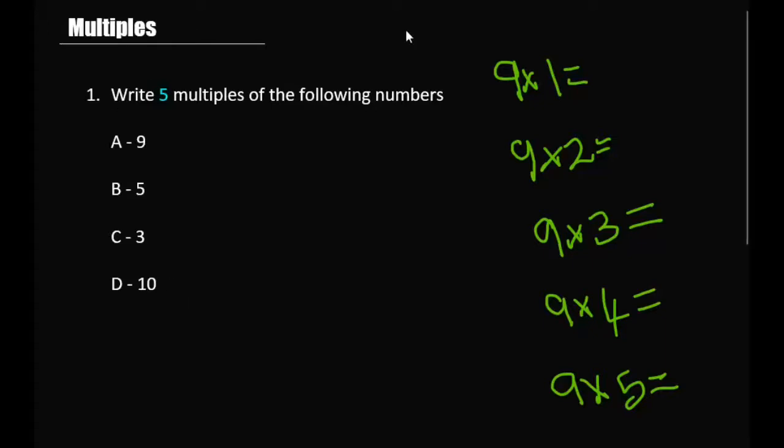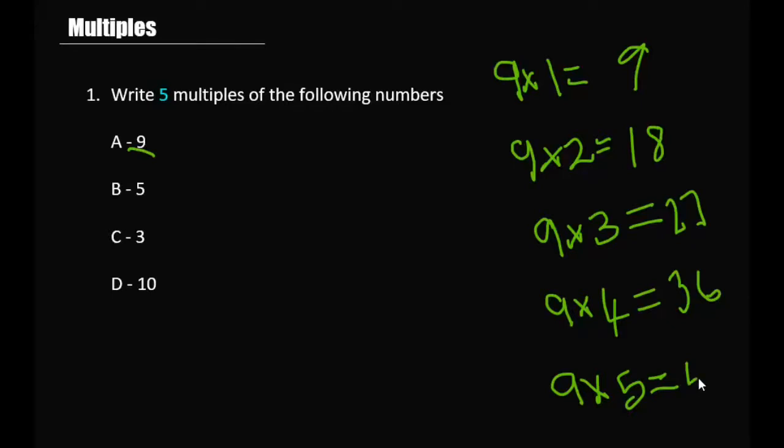So I have 9 times 1 through 9 times 5 written right here because multiples are basically your multiplication tables. And I'm doing it for the first number, which is 9. So let's do it. 9 times 1 is 9. 9 times 2 is 18. 9 times 3 is 27. 9 times 4 is 36, and 9 times 5 is 45. So these are our first 5 multiples of 9.